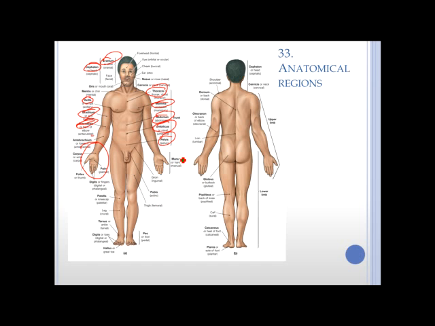Groin, pubis. We'll try to keep that one out of there if we can, but manus, hand, nasus, cervicus. Please be sure and recognize those anatomical regions. You may see them again on the test.